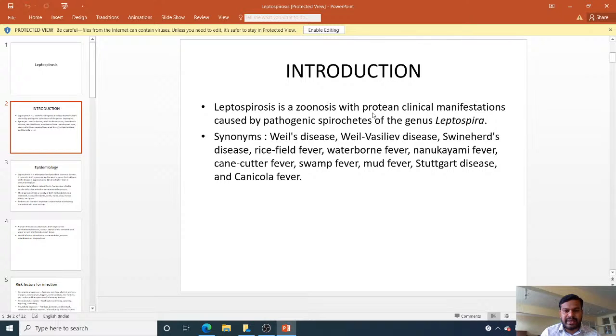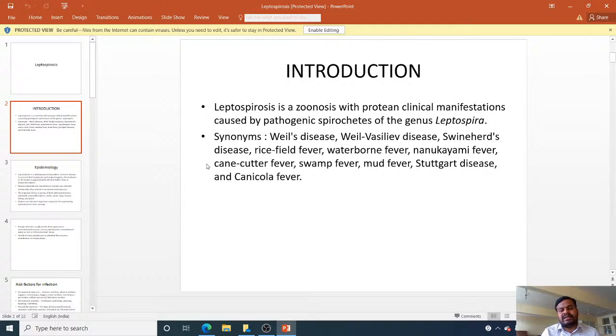All the pathogens are derived from the genus Leptospira. There are many subtypes of the genus Leptospira which cause the disease. This disease has several names because it has been around since a long time, so many people from different countries have called it by different names.